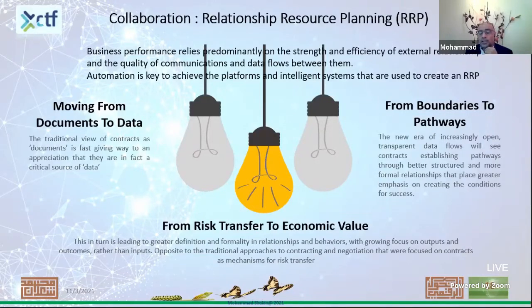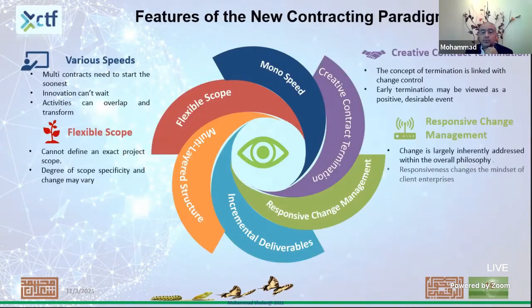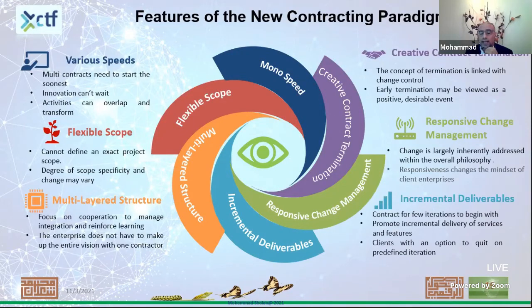And in this, we need to move from a risk transfer methodology or mindset to economic value. Rather than transferring the risk to this partner or to the other partner, we should be talking about how we generate value out of this, and all of us will share and bear the risk. And here are just a few items about a new contracting paradigm. There are speeds: sometimes we have to move fast or slow. We have to have a flexible scope, a multi-layered structure, when to decide, as well as contract termination. Sometimes it's a win-win situation to terminate a contract and change something. So transformation and change management are also inevitable in these kinds of contracts, as well as incremental deliverables.